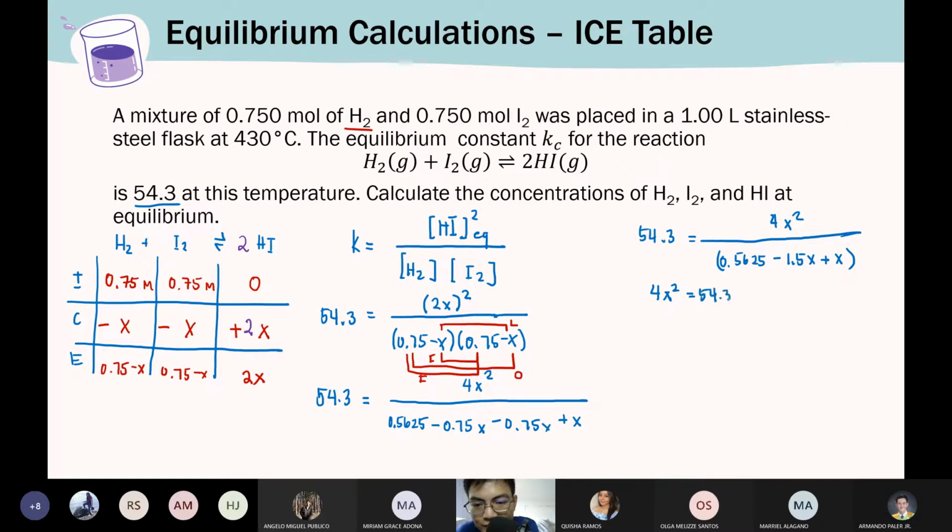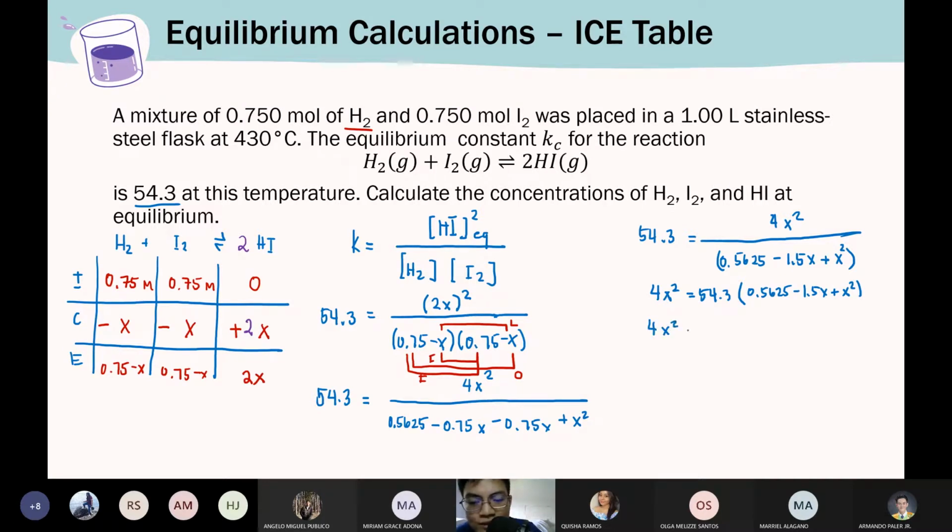So 54.3 times 0.5625 minus 1.5x plus x squared. Sorry, I forgot the square. Nakalimutan ko yung square kanina. And then you distribute 54.3 sa nasa loob. Okay?